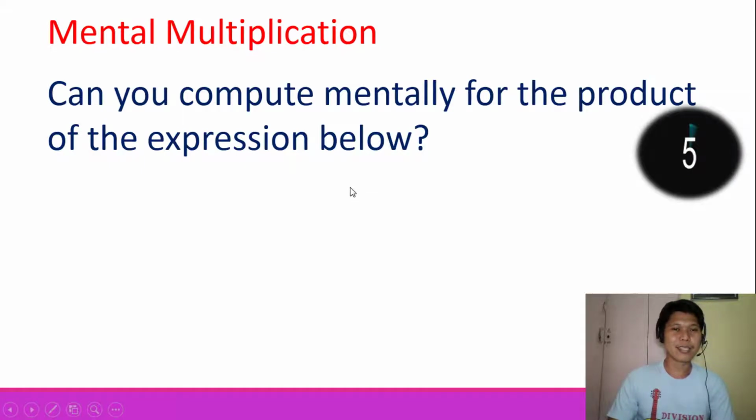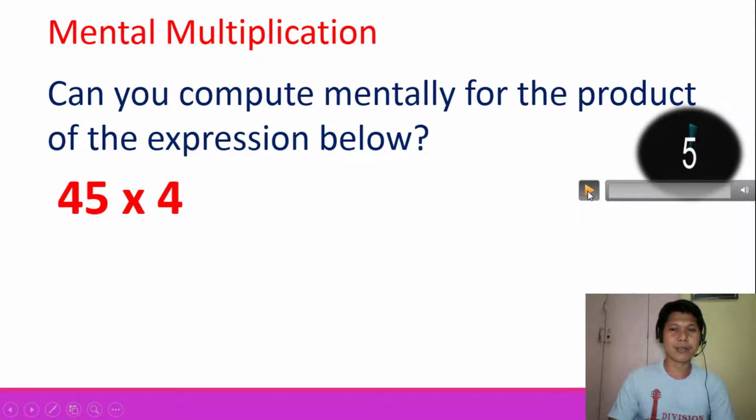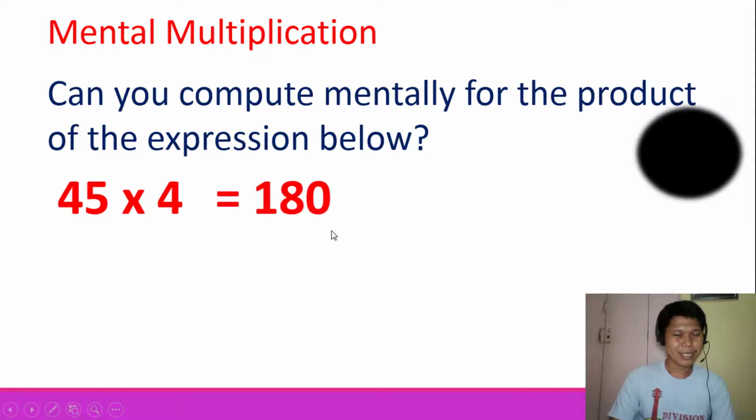Can you compute mentally the product of the expression below? Okay, let's try this one. I will give you 5 seconds in our timer, but you can pause the video if you need more time. We have this one, 45 times 4. Timer starts now. Okay, so it is 180. Did you get the correct answer? Okay, so how are we going to multiply this mentally? It means by not using pen or paper, you just give directly 180 in a short period of time.